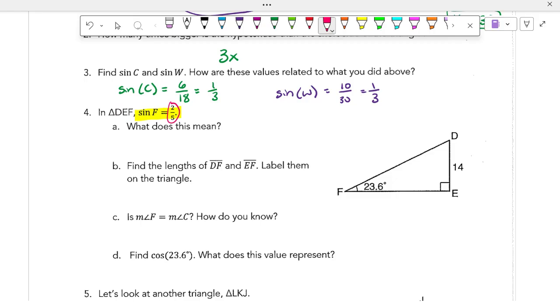First off, how do we find sine? Opposite over hypotenuse. So if we're assuming that that's a simplified ratio, what should that mean? Right. So what it means is that if we were to take opposite over hypotenuse of sine of F, we should get 2/5. Simplified.